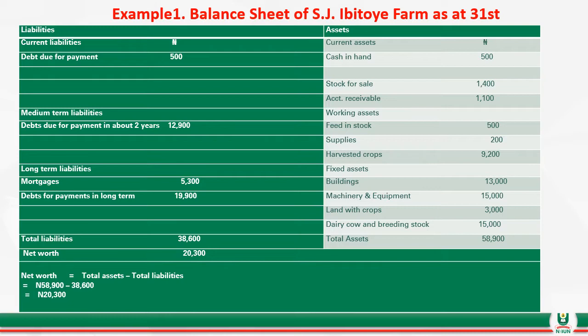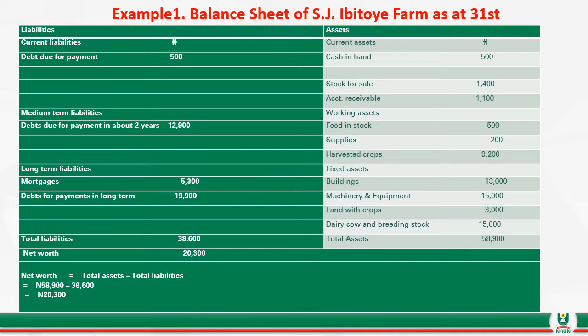Let's consider the side of liability first. We have here the debt due for payment, 500 Naira, under current liability. Then under medium term liability, we have debt due for payment in about 2 years, 12,900 Naira. Looking at the long-term liability, we have mortgages 5,300 Naira, debts for payment in long term, 19,900 Naira. If you sum this up, you have a total liability of 38,600 Naira.